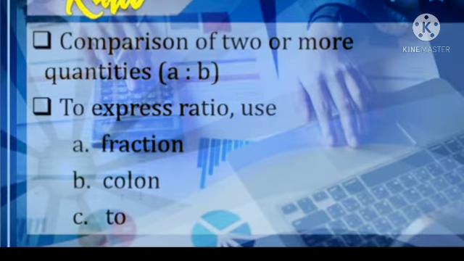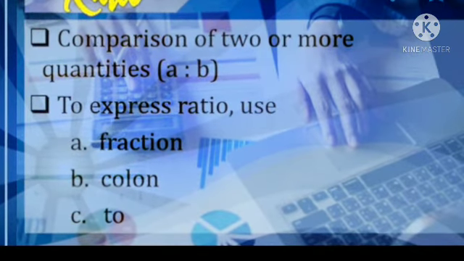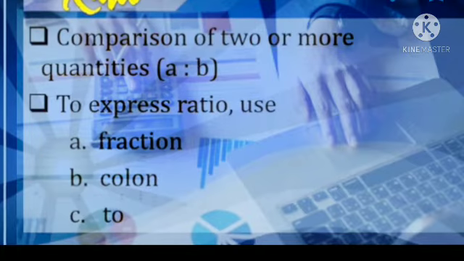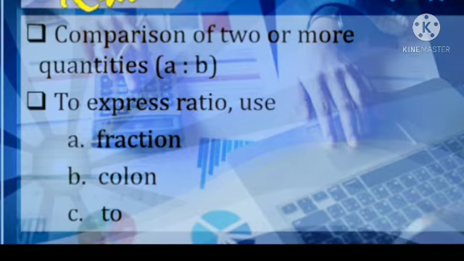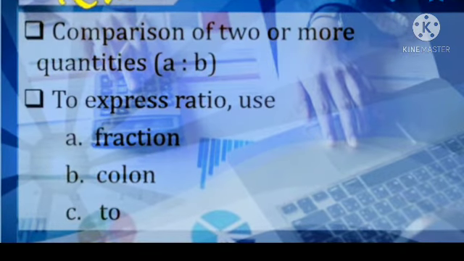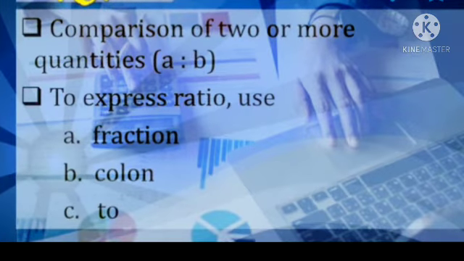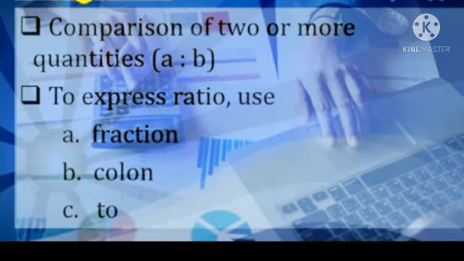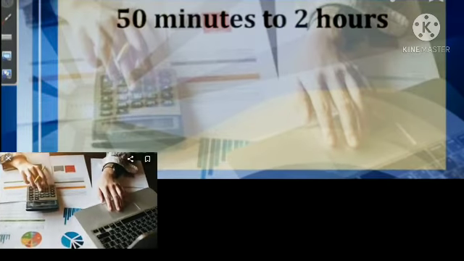Okay, so let us define first what is a ratio. A ratio is the comparison of two or more quantities. So we have A is to B. Two or more quantities, we could say A is to B is to C and so on. To express ratio, we use fraction, colon, and the word "to." Okay, let us have an example.